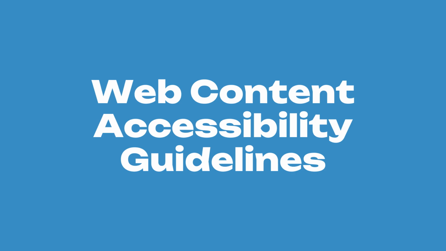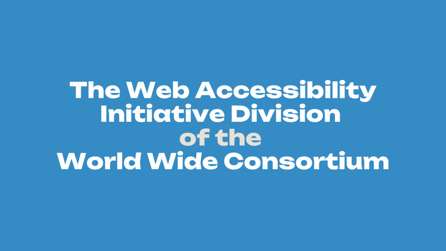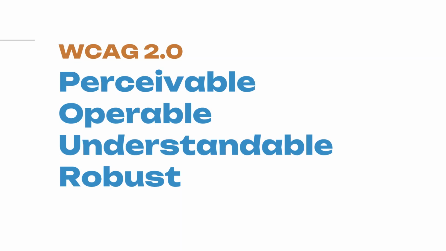In this video, we're going to learn about Web Content Accessibility Guidelines, also known as WCAG. The Web Content Accessibility Guidelines are published by the Web Accessibility Initiative, a division of the World Wide Web Consortium, which is the main body of standards for the web. WCAG 2.0 and later are organized around four principles of web accessibility: perceivable, operable, understandable, and robust.